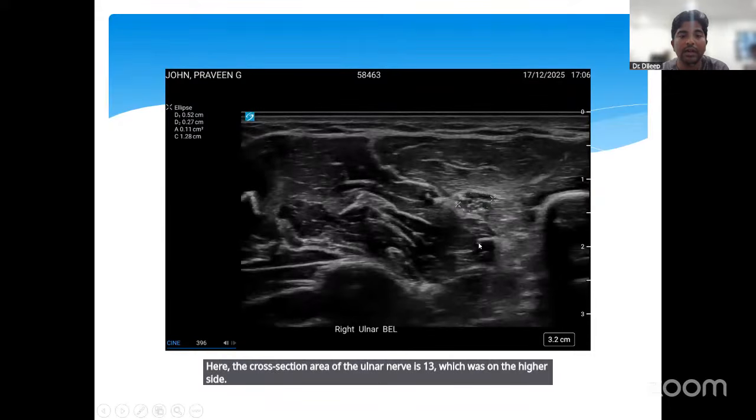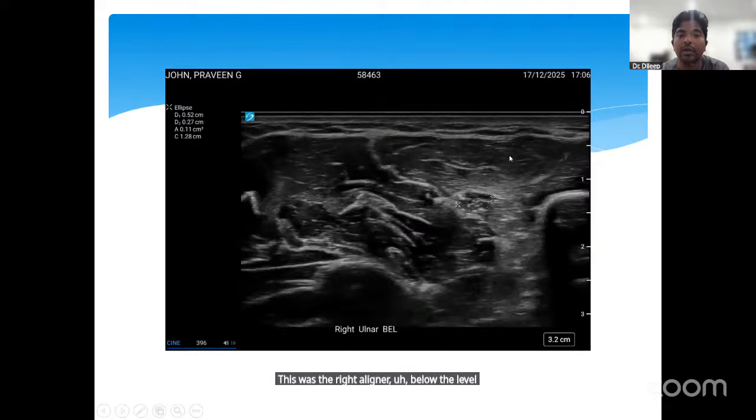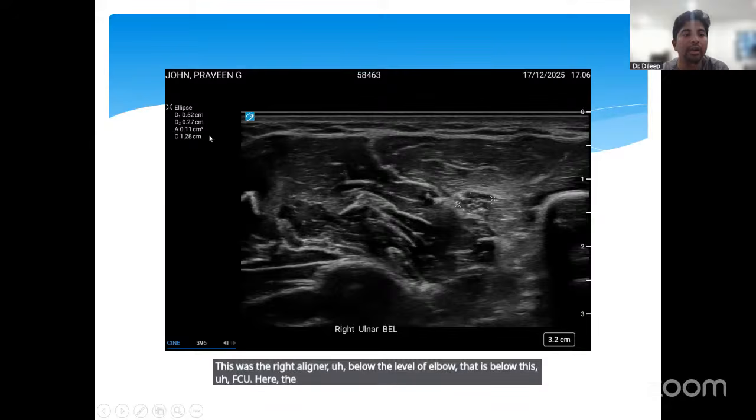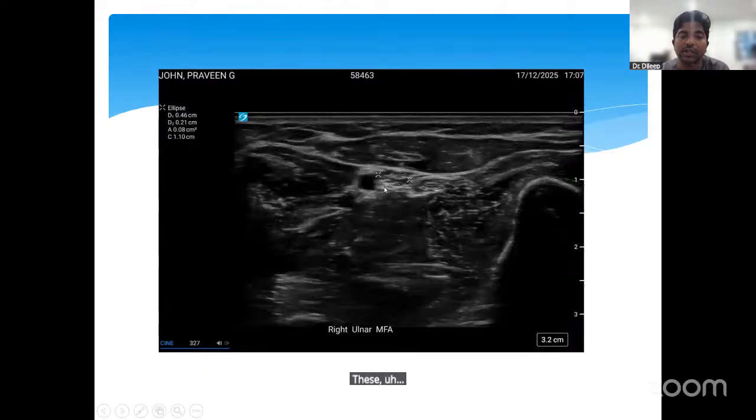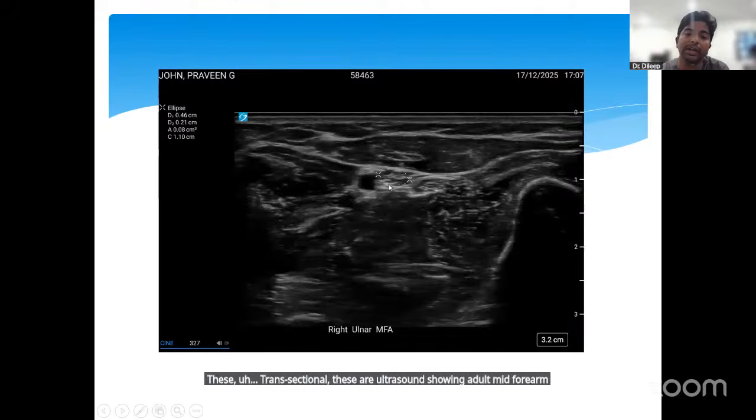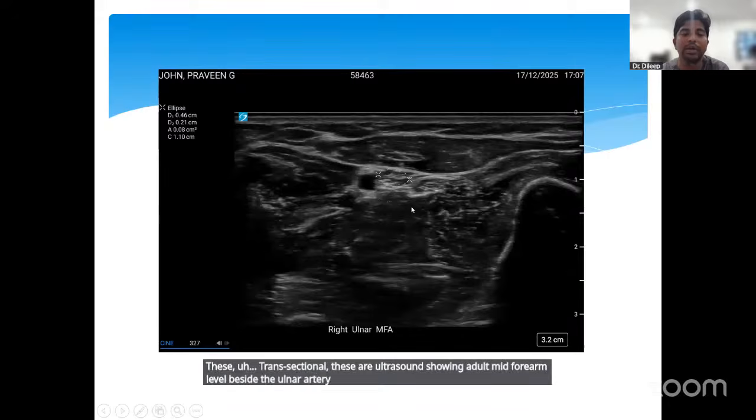This was the right ulnar nerve below the level of elbow, that is below the FCU. Here the cross section is around 11, which is on the higher side. This cross section shows the ulnar nerve at the mid forearm level beside the ulnar artery. Here the cross section is around 8 mm square.